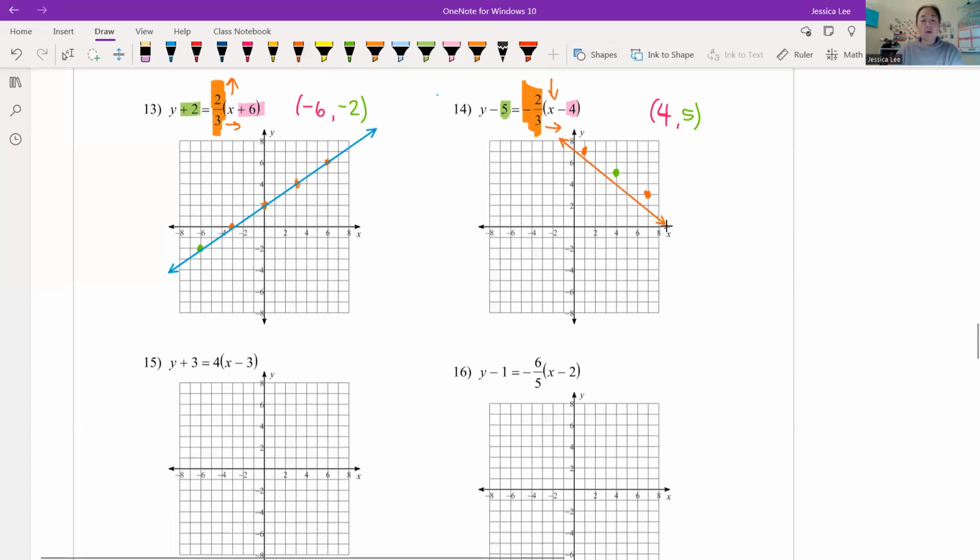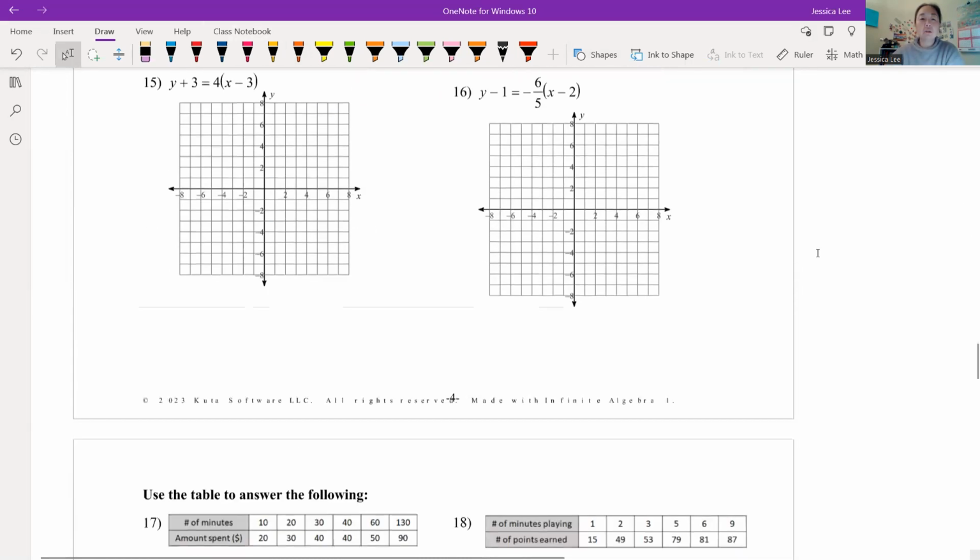Remember, make sure you have your arrows going through all the points. That'll be important. Your line going through all the points, and then make sure you have arrows on there because this does continue on forever. All right, we don't want to draw that, so we just draw the arrows. All right, and our last two right here.